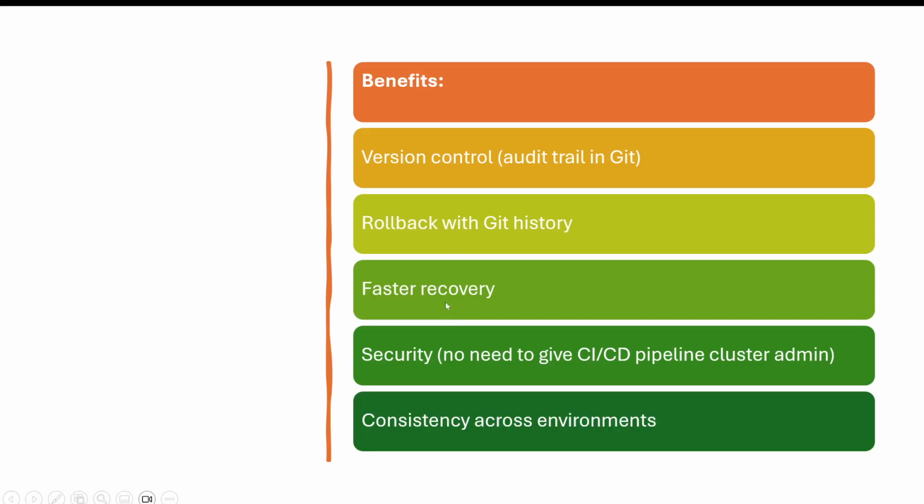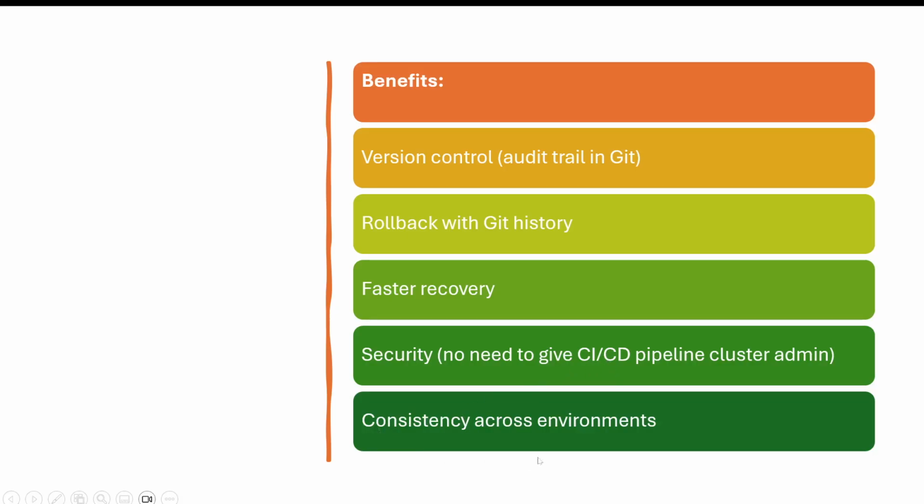And fast recovery. During deployments, if something goes wrong, we can easily roll it back to the previous state. And security: no need to give the CI/CD pipeline cluster admin. Normally when we build a CI/CD pipeline using Jenkins or something, we have to give the cluster admin credentials and everything. But in GitOps, nothing is required. It is just a pull-based mechanism. You will be installing it directly on the Kubernetes cluster, and it will directly pull the changes. No need of giving any separate credentials.